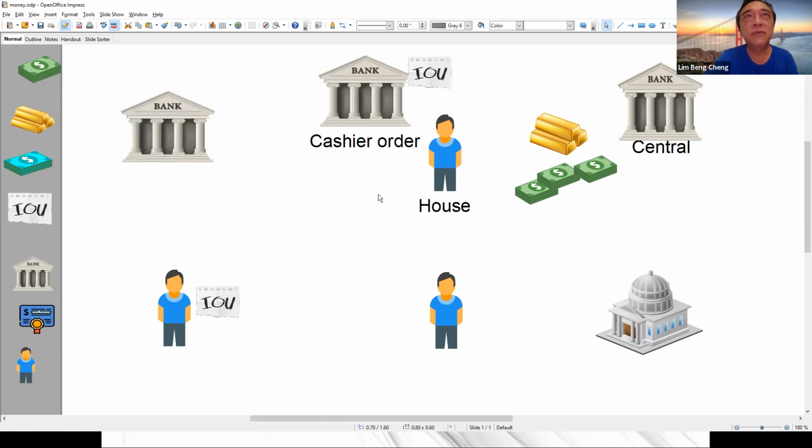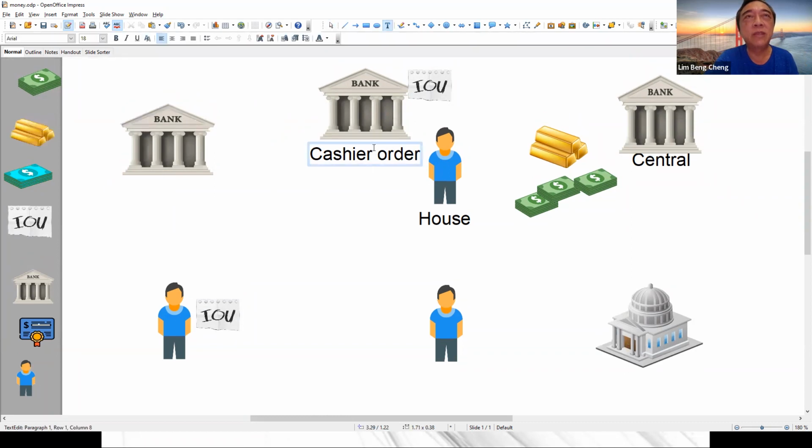Okay, so you notice that this person buys a house, and then he owes the bank, and this cashier order comes in, and then the bank gives him an I owe you. So the amount of money that changes hands is the same. So the bank is actually making a profit.